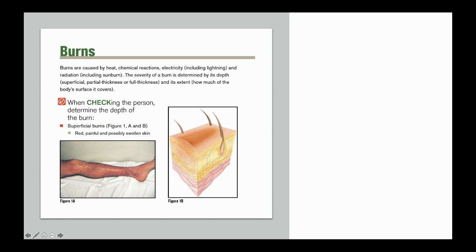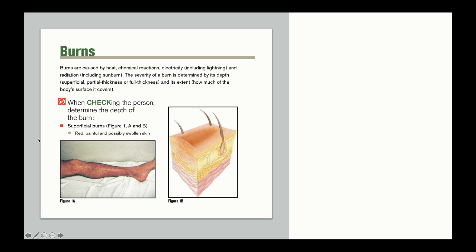All right, getting into the last section of this class, or the last lecture series of this class, which is pretty exciting and some of the good stuff here. But let's talk about burns.